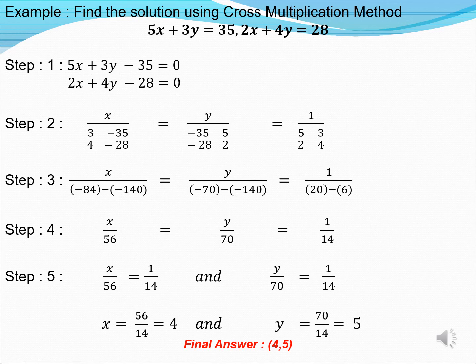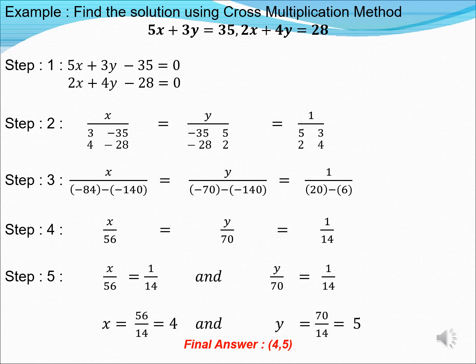Below x, what do we have to write? I have told you earlier, just hide the x part from the equations you have written in step 1. You will have 3, minus 35, 4 and minus 28. That's what you have to write below x. What below y do you have to write? Hide the y portion. Then you will have 5, minus 35, 2 and minus 28.